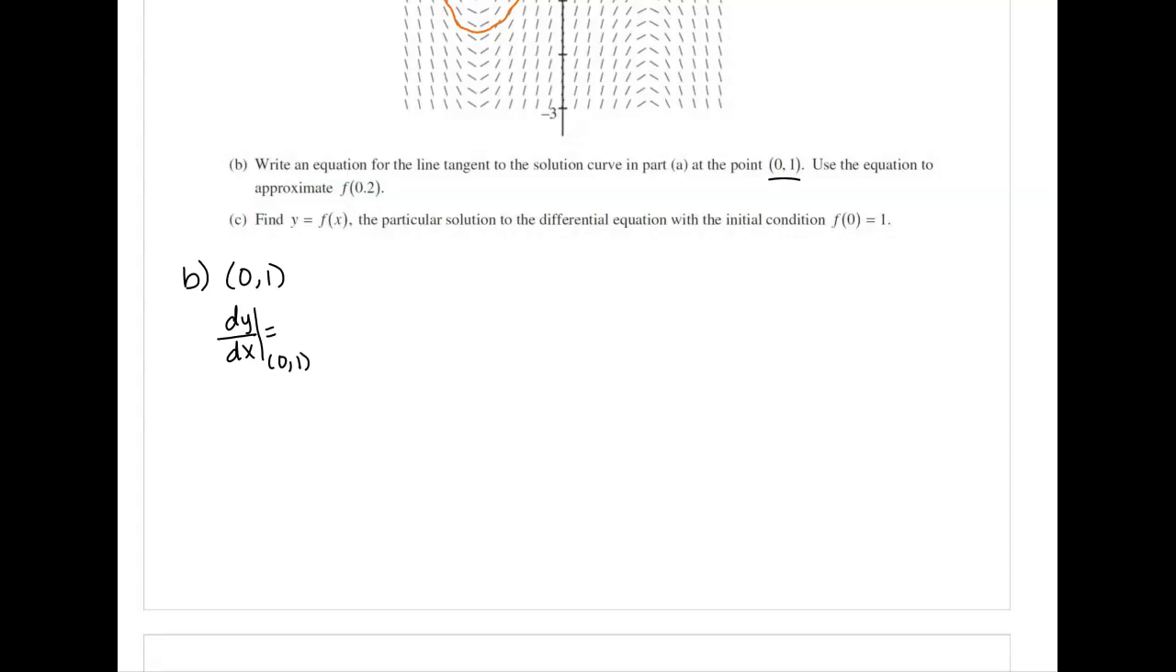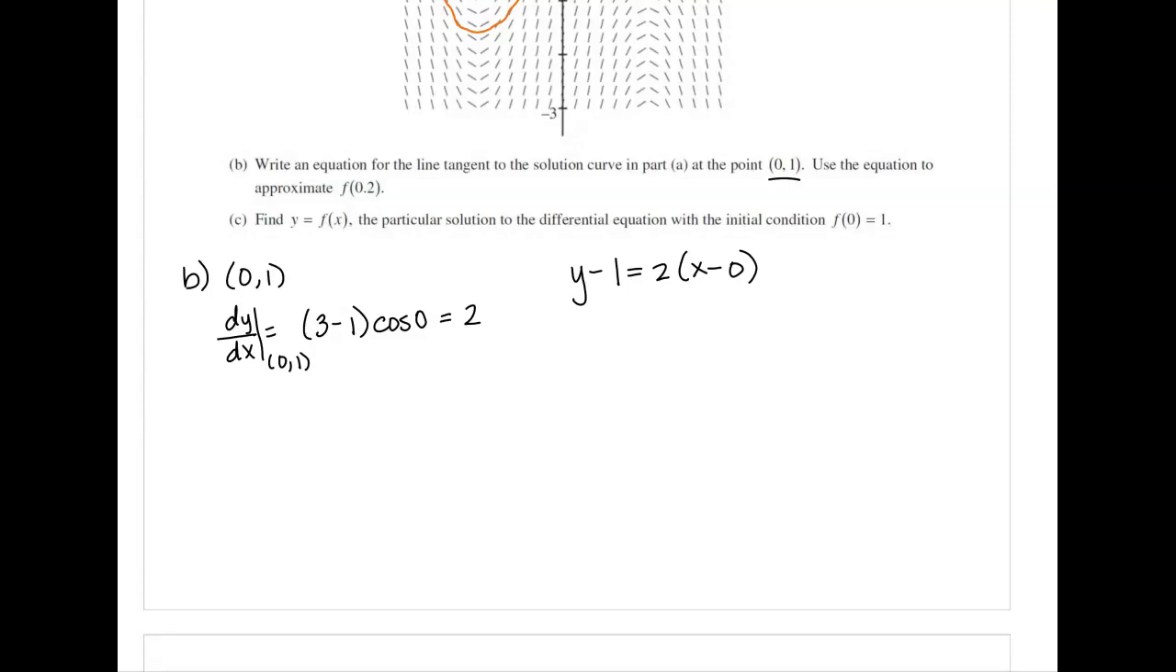So my differential equation is 3 minus y cosine of x. So this would be 3 minus 1 cosine of 0. Cosine of 0 is 1. 3 minus 1 is 2. So my slope is 2. So my tangent line is y minus 1 equals 2 times x minus 0. Okay, which is lovely. But don't forget to do the second part of what part B is asking.